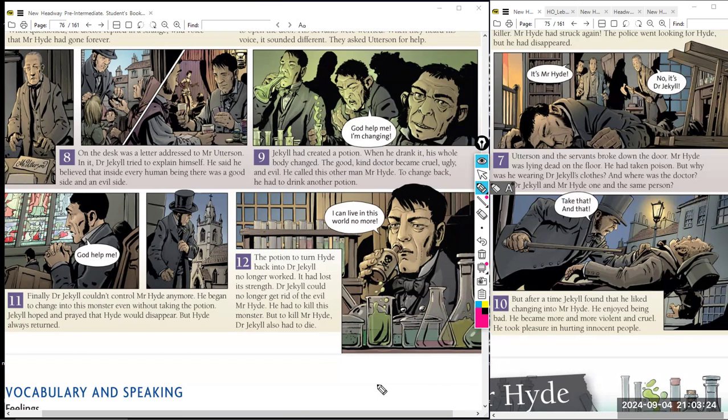He enjoyed being bad. Yeah, thank you, Maisa. He enjoyed being bad, and he became more and more violent and cruel. Okay? And he took a pleasure in hunting innocent people.